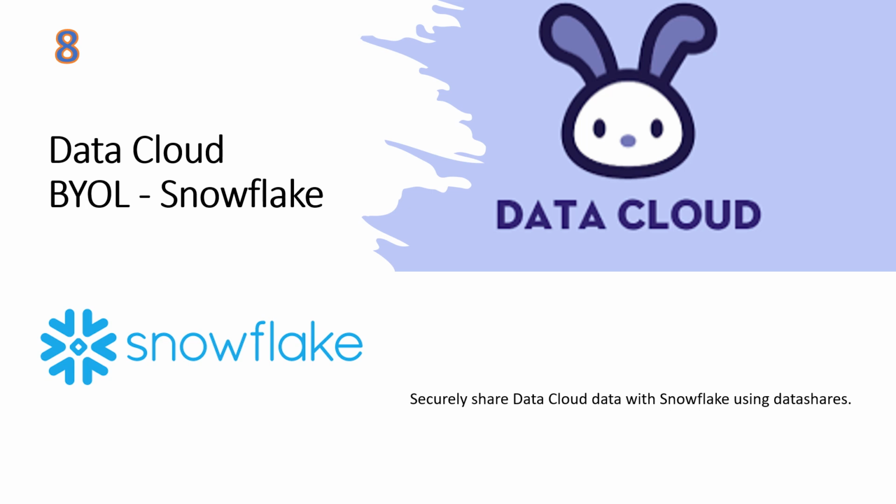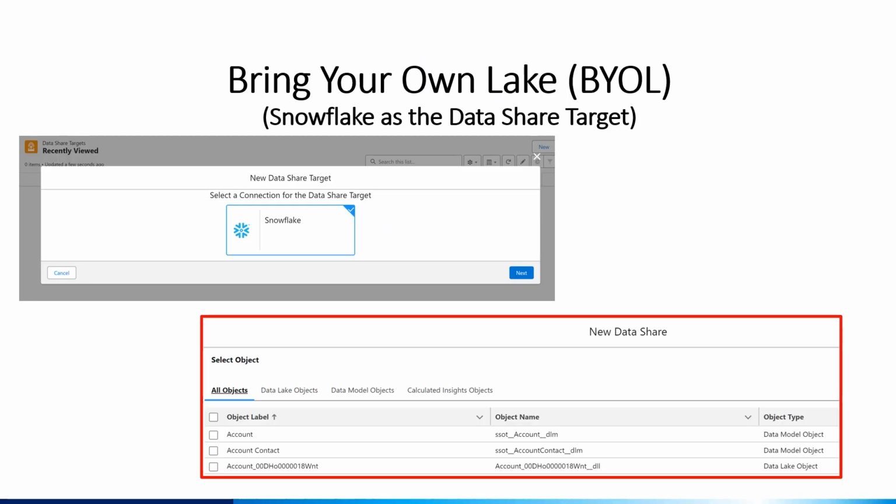Securely share Data Cloud data with Snowflake using data shares. A data share offers zero ETL data sharing capability and allows the users to access Salesforce objects as if data is stored natively in Snowflake. Within Data Cloud, you'll first set up Snowflake as the new data share target and then create the new data share. You can include data lake objects, data model objects, and calculated insight objects in the new data share.